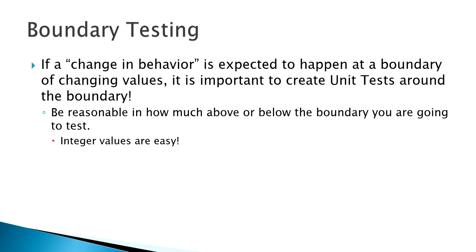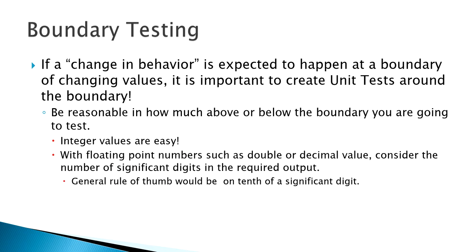So now, here's an example. Integer values are easy. Let's say we only worried about the dollar and not the pennies. So let's say at 10, you expect one behavior, at 9, a different behavior. Pretty easy. You have 2 unit tests, one at 9 and one at 10. Boom. And you make sure the behavior is different, or the expected behavior, as you go across the boundary. There you go.